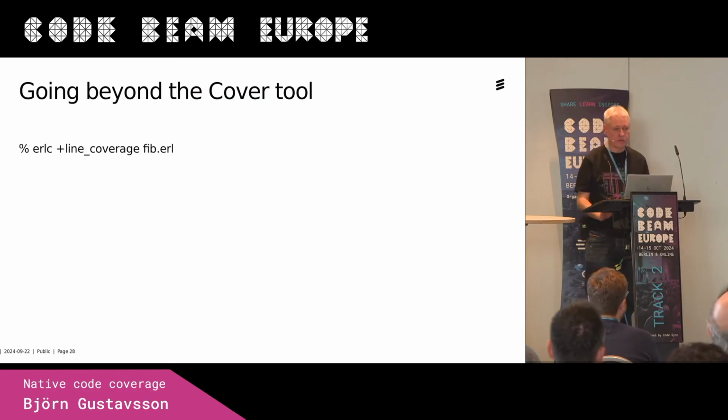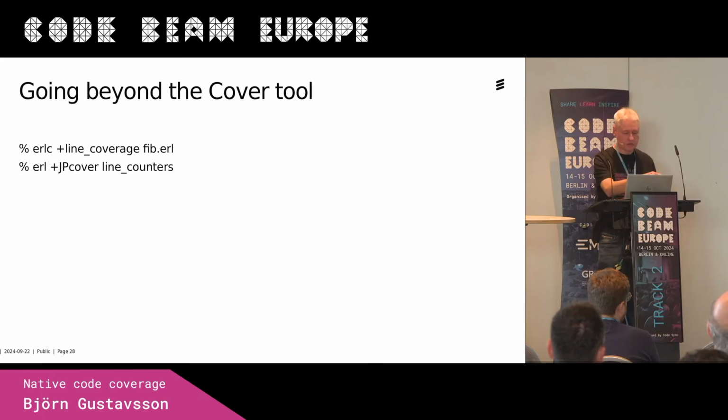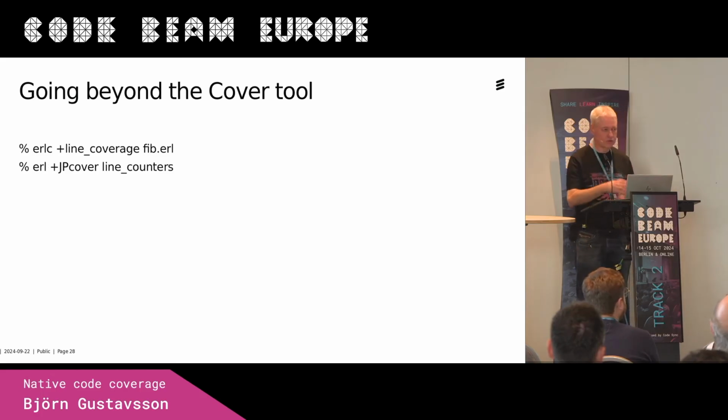And then we can also do line coverage. In this case, the beam files need to be prepared by using the line coverage option when compiling the file. And we'll need to start the runtime system like this. So both must be done in order for it to be instrumented in runtime.